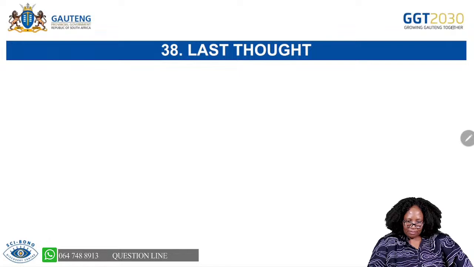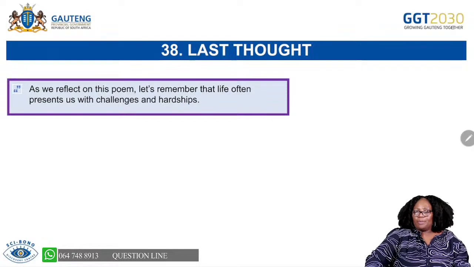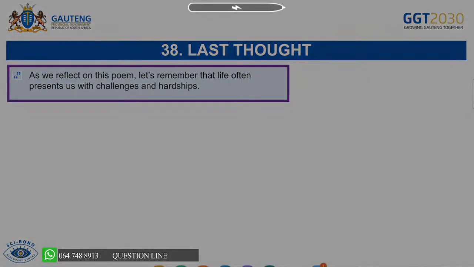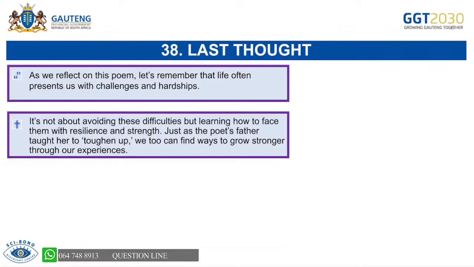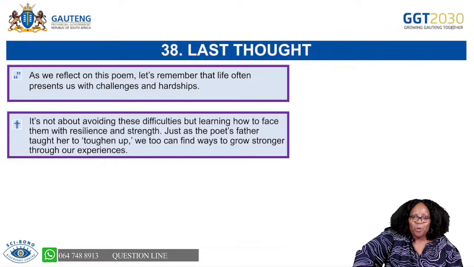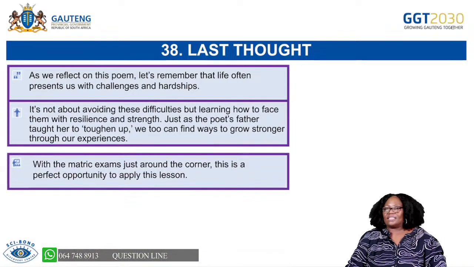Boys and girls, as we reflect back on the poem, as a last thought, let's remember that life often presents us with challenges and hardships. It is not about avoiding these difficulties, but learning how to face them with resilience and strength. Just as the poet's father taught her to toughen up, we too, boys and girls, can find ways to grow stronger through our experiences, isn't it?